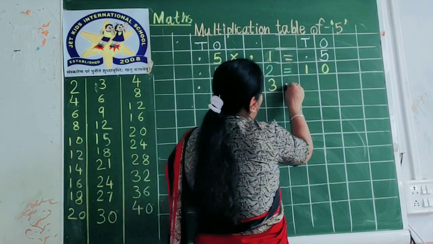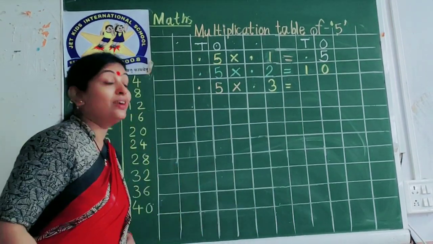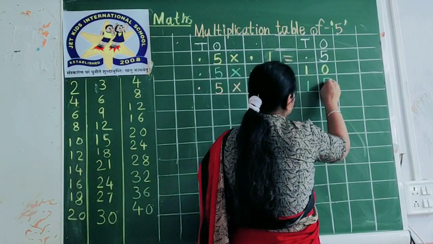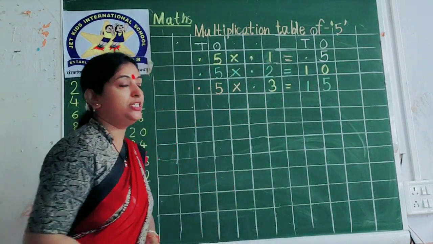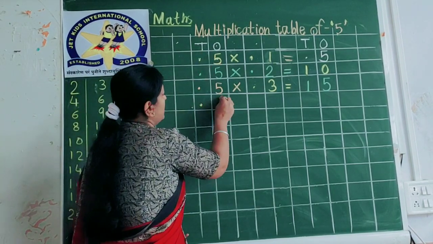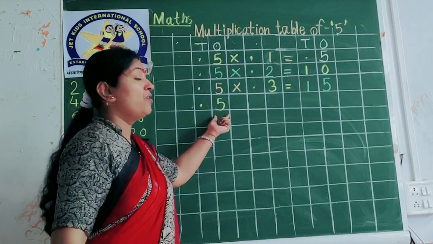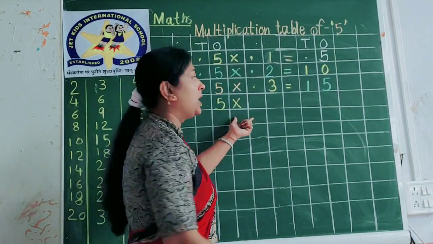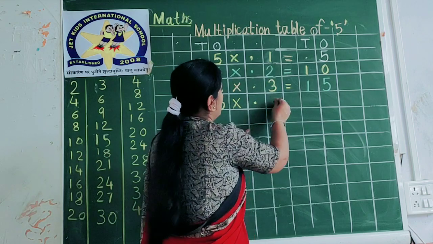5 3s are 15, yes, 5 3s are 15. Okay, next. Putting dot again here and writing 5 in ones column. 5 multiplication sign. Again putting dot here.